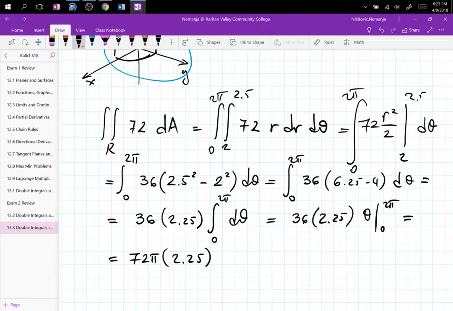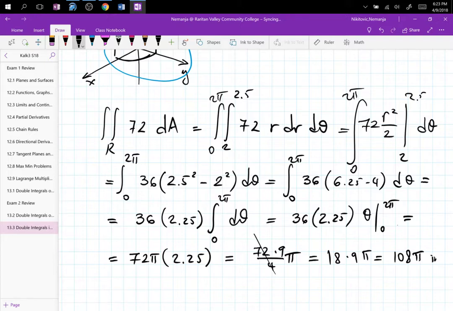Now, 2.25, that's going to be 9 quarters, right? So we have 72 times 9 over 4 times pi, and then these guys cancel. So it goes in once, and that's 32, so 8 times 9 pi, so 90, and so 108. 108 pi inches cubed. So about 350, right? About 350.